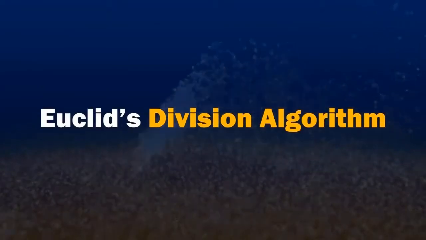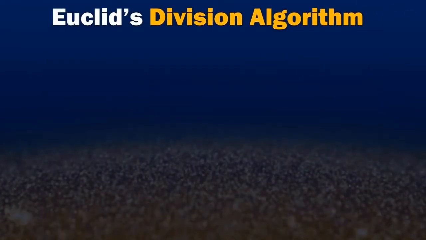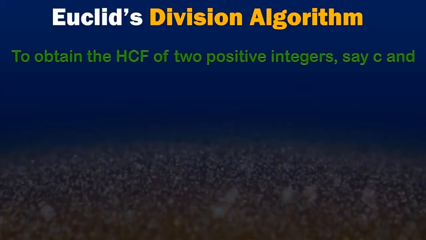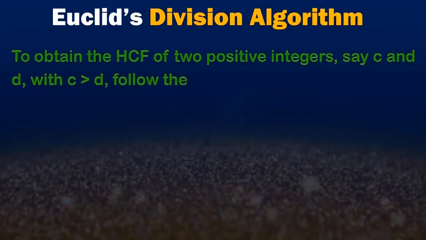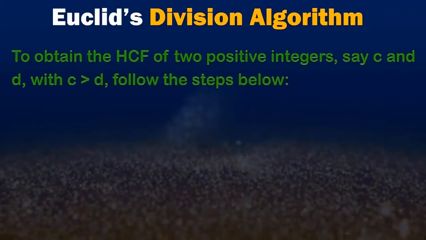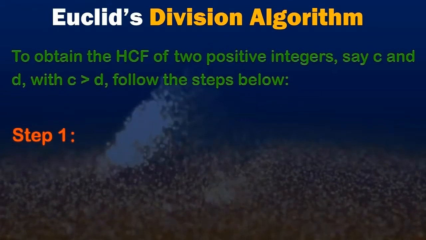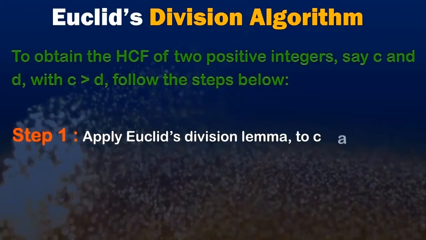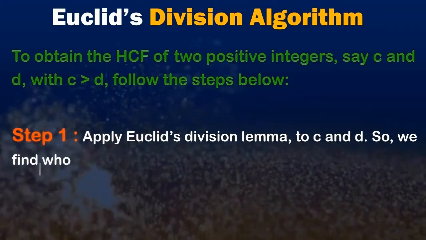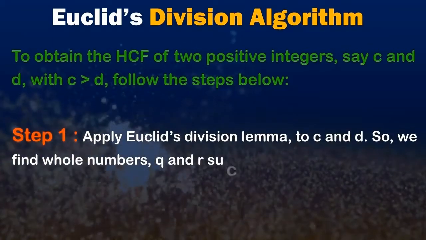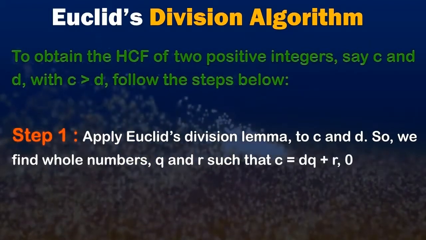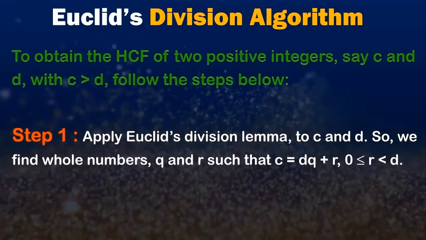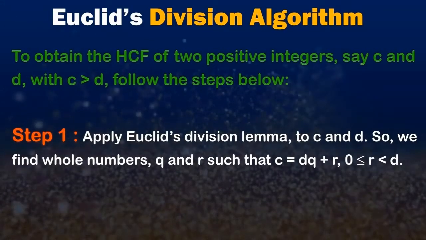Euclid's division algorithm. Euclid's division algorithm is used to obtain the HCF of two positive integers, say c and d, with c greater than d. It follows the steps below. Step 1. Apply Euclid's division lemma to c and d. So, we find whole numbers q and r such that c is equal to dq plus r, where r is greater than or equal to 0 and less than d.